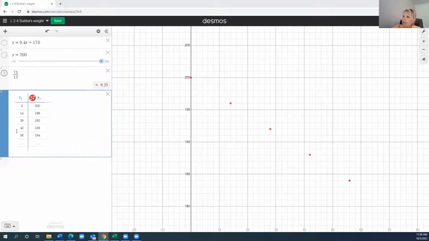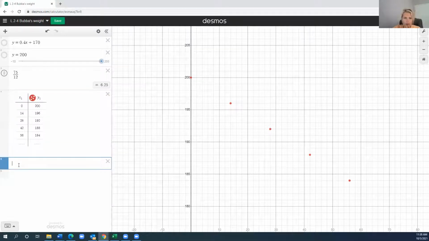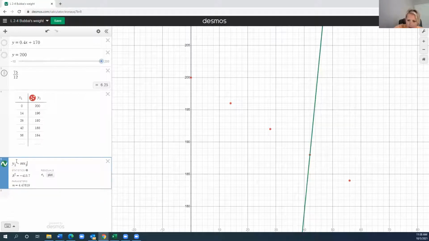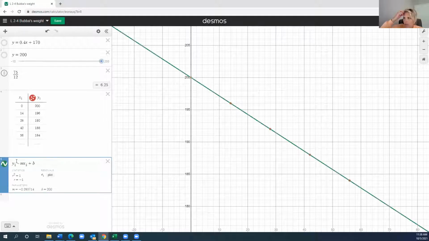Okay. And then remember, to do a model, we have to use the tilde. So I'm going to say y1 tilde mx1 plus b. And it gives me my model. And so here is my slope. I'm going to write that for number 8. My slope is m equals negative 0.286. And then I'm going to go ahead and write 9, and then we'll come back to my paper and describe it. So 9 is our y-intercept, and that's 0 and 200.